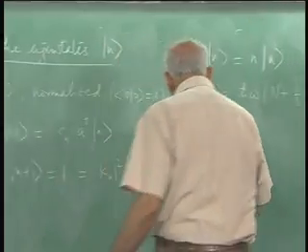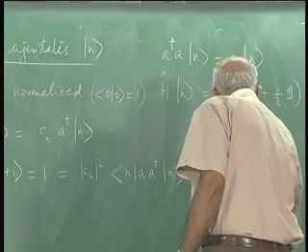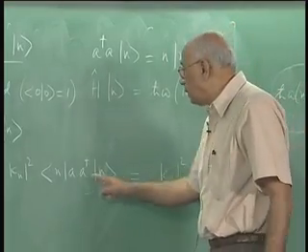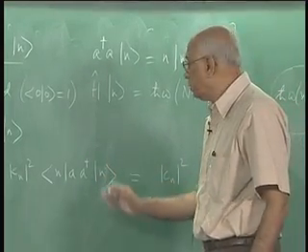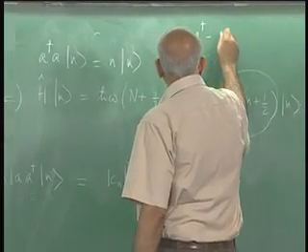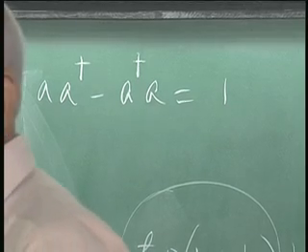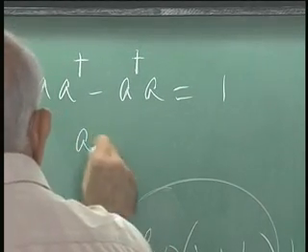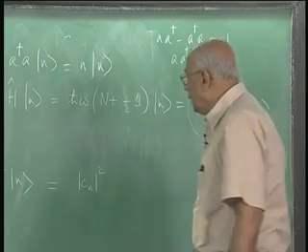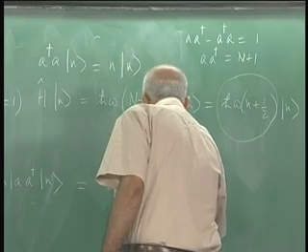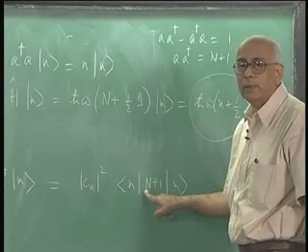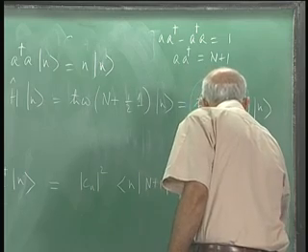But what is this equal to? Can I simplify this? I don't know what a dagger does on n. I know what a does on n, but I don't. What should I do? I use the commutation relation which says a a dagger minus a dagger a equal to 1. I use the commutation relation. So it says a a dagger equal to n plus 1, because a dagger a is the number operator, and therefore this is n plus 1 on n. But this is an eigenstate of the number operator with eigenvalue n, therefore this is equal to mod Cn squared times n plus 1.